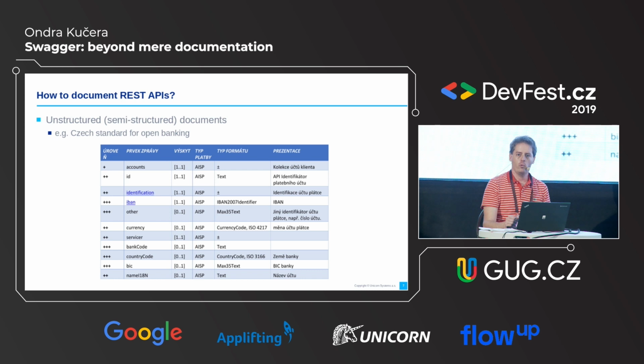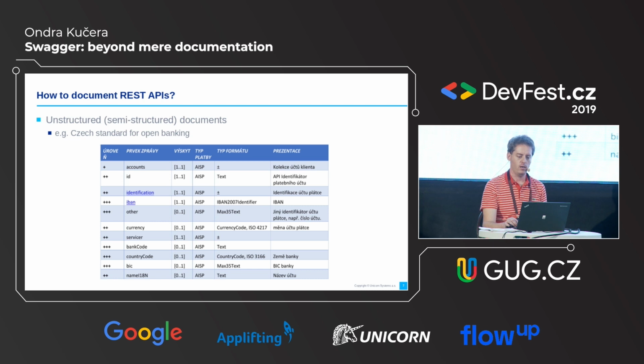If you were here last year, you may remember I was talking about the Czech standard for open banking, which is a 400-page long PDF defining the interfaces. Most pages look like this. I mean, it's all there. You see the attributes. You see their data types, sort of. You see some kind of description. Is it ideal? I would say no.